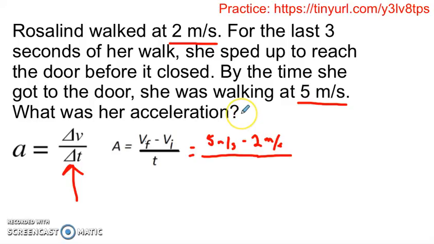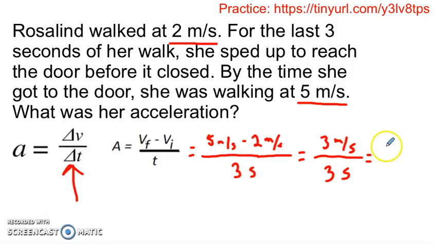So let's see what the time is. This has to be the time in which she accelerated. So this last 3 seconds of her walk is what we're looking for there. So that would be 3 seconds. Don't forget that you are using the units here. So that equals 3 meters per second, because I subtracted 5 minus 2, over 3 seconds. Do you remember what unit acceleration should be in? It should be in meters per second squared. So 3 divided by 3 is 1. Wow, I picked an easy one on this one. 1 meter per second squared is what that would be.